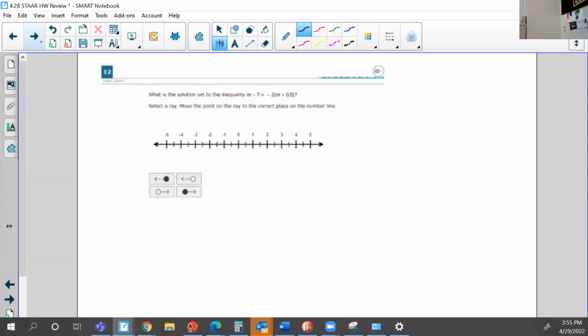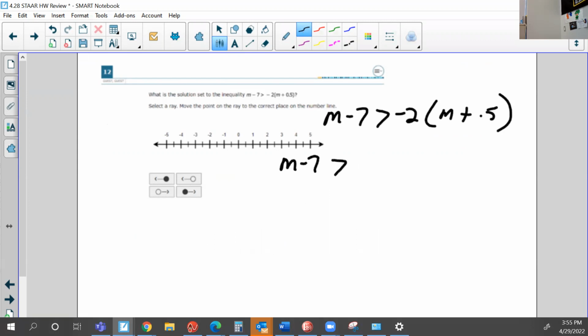So we have m minus 7 is greater than negative 2 times the quantity m plus 0.5. So m minus 7 is greater than, distribute the negative 2 to m, and distribute again. Negative 2 times 0.5 is just negative 1. And let's solve for m now.